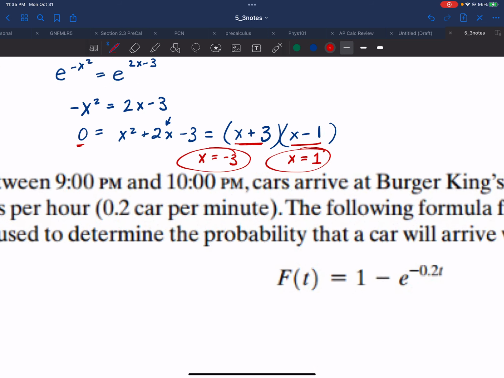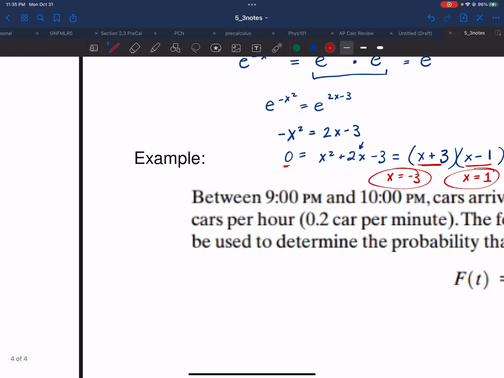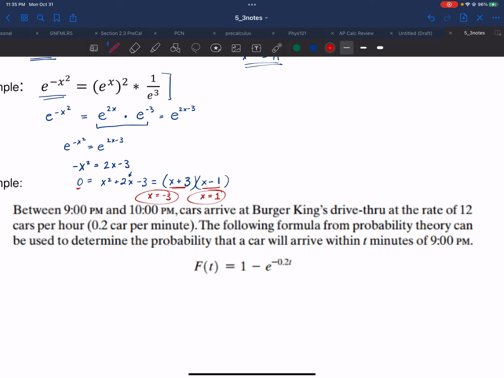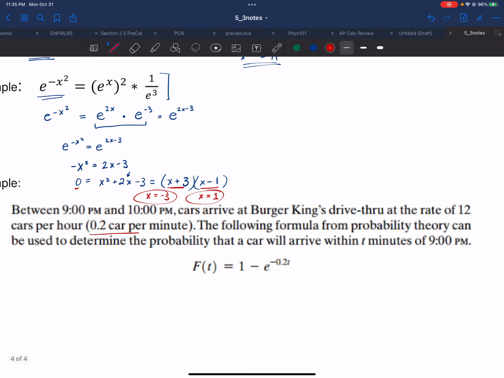Okay, the last piece that we got to talk about is exponential probability. So in an exponent, and this is also how your compound interest, all that kind of stuff is, right? So between 9 and 10 p.m., cars arrive at Burger King's drive-thru at the rate of 12 cars per hour. And it gives us the rate of 0.2 cars per minute. The following formula from probability theory can be used to determine the probability that a car will arrive within t minutes of 9 p.m. So remember, it's 0.2 cars per minute.